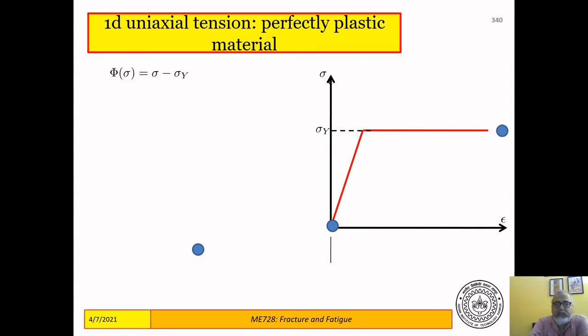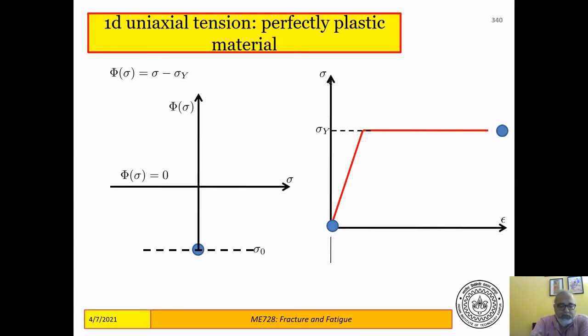Now let us define a function which is sigma minus sigma y, and I plot this function against sigma. So this axis is my phi equal to 0 axis, and phi sigma goes this way. Now if I load the material from this state, then here phi is equal to sigma y. Phi is equal to sigma y at this point.